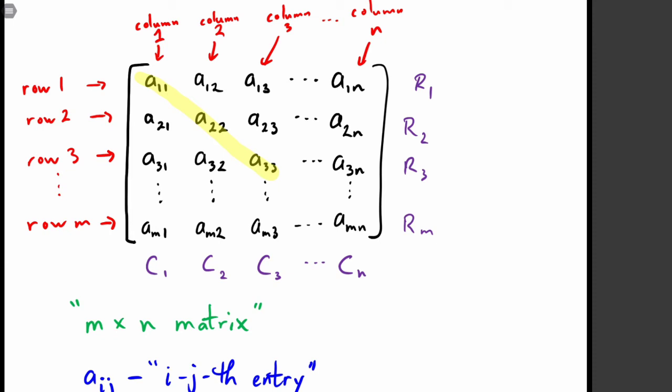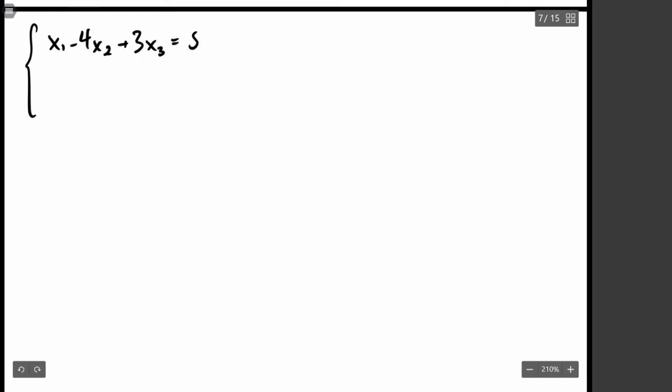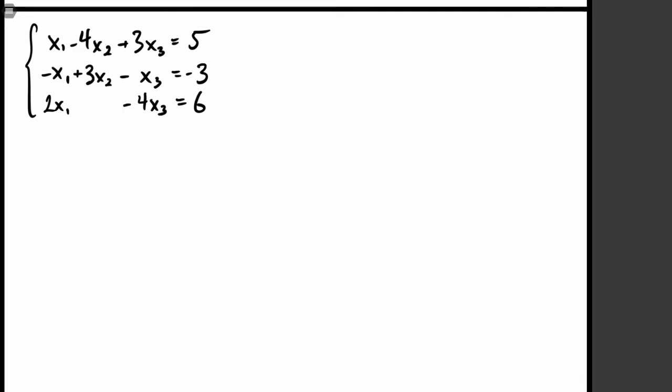All right. So why do we bring in matrices? Why does this matter? Well, let's look at this here. So earlier we did the system of equations x1 minus 4x2 plus 3x3 equals 5, minus x1 plus 3x2 minus x3 equals negative 3, and 2x1 minus 4x3 equals 6. All right, so we had this system here.